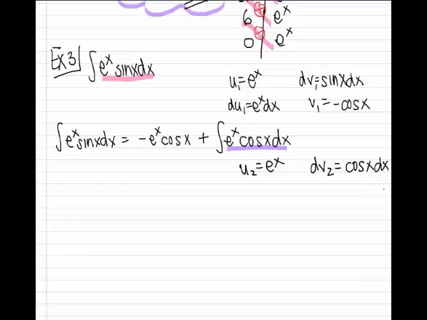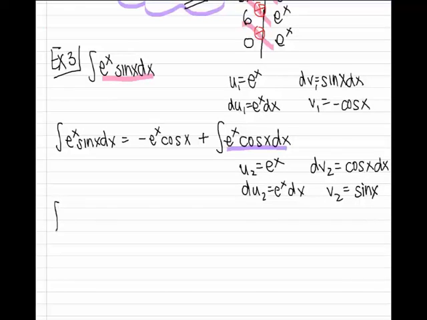Do not switch them and make it cosine for the u and e to the x for the dv, because if you do, you're going to go back in a loop and you're going to end up with the same problem you started out with, and it's going to come out 0 equals 0, and you're going to wonder what happened. You will just have undone what you did with your first integration by parts. So make sure you keep it consistent. If u is going to be e to the x, your next u will also be e to the x. So when we integrate here, we're going to get v2 equals sine x.